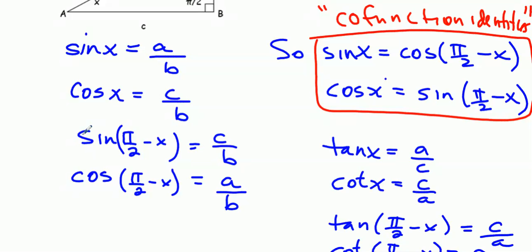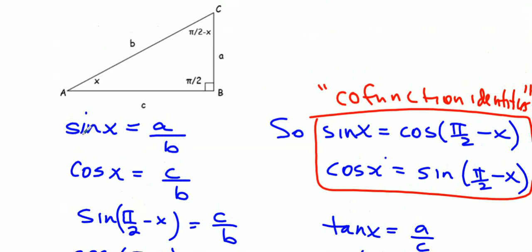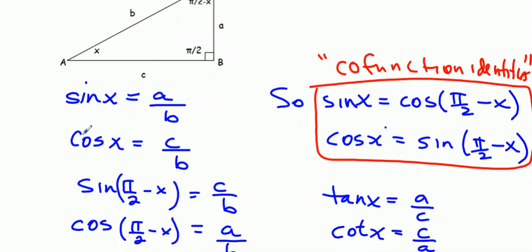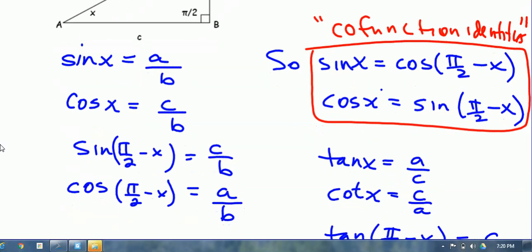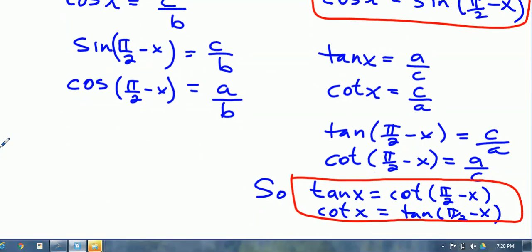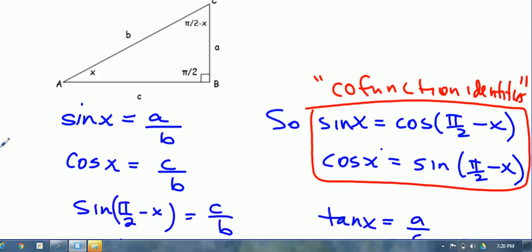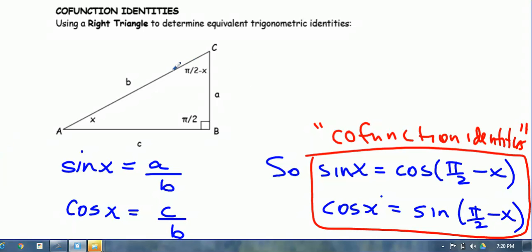We could do it for tan as well. So the tan of x is A over C. The cotan of x is C over A. And therefore, we can see, if we keep going with the tan of pi by 2 minus x, that's going to be C over A. And the cotan of pi by 2 minus x is A over C.